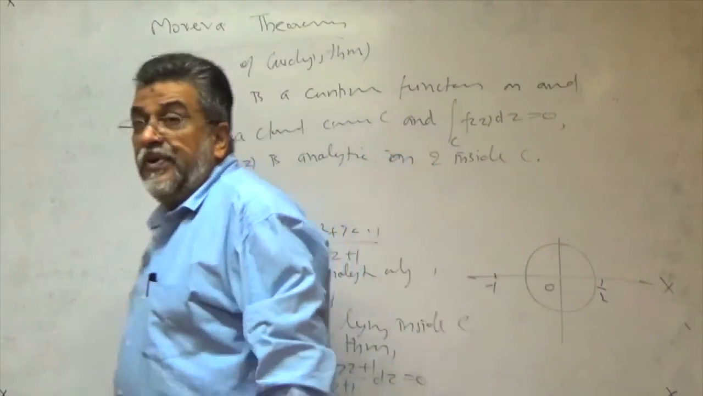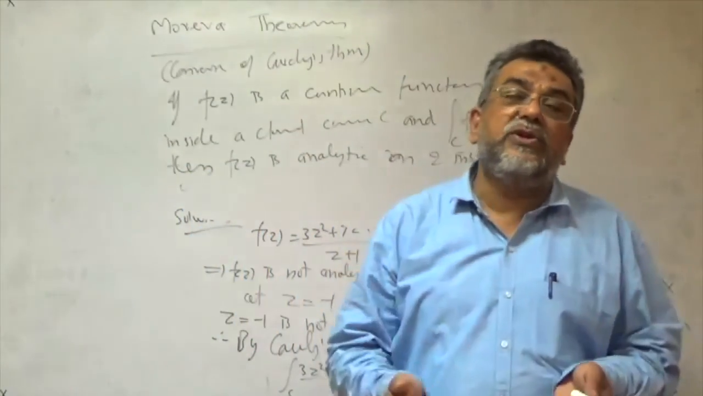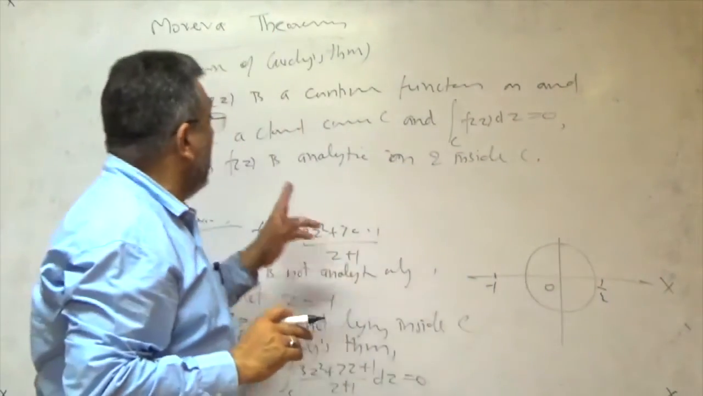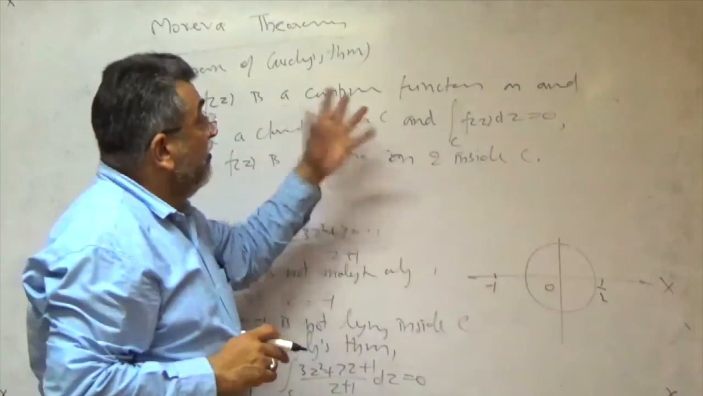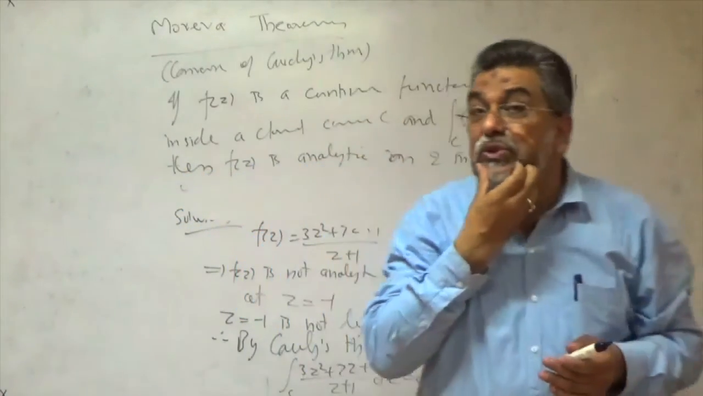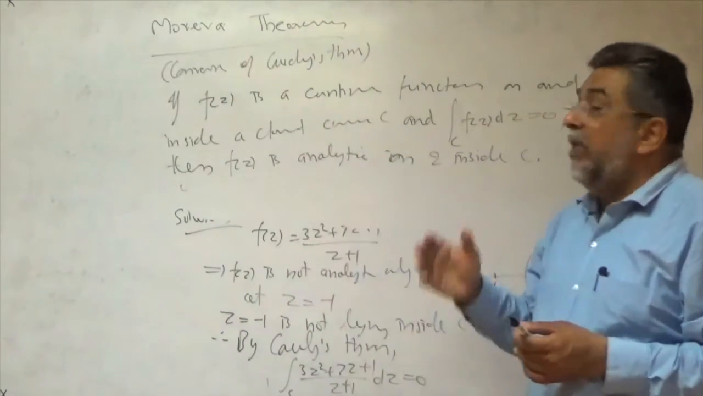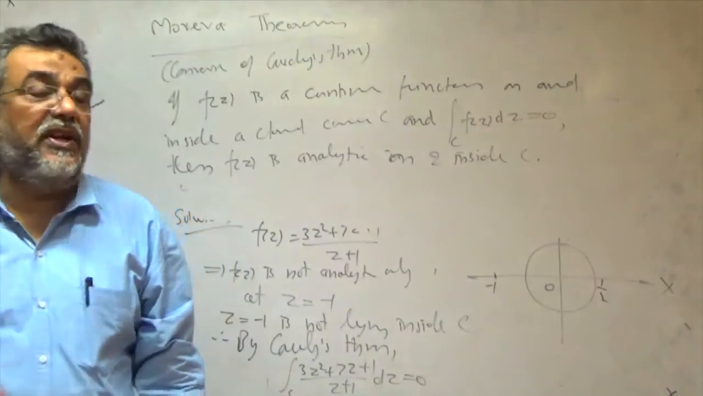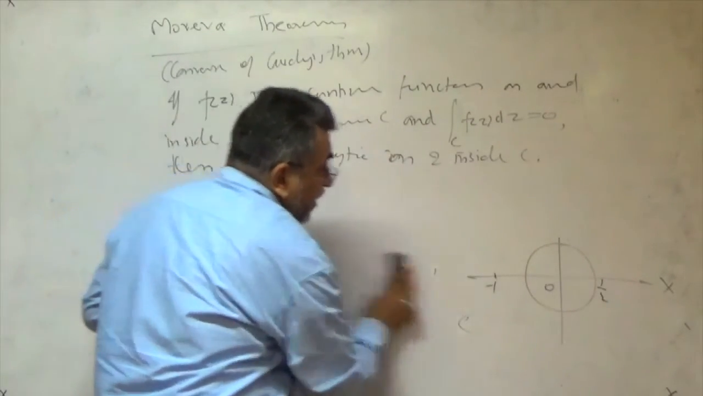Right? If a function is continuous on and inside a closed curve C, and its integral along C is equal to 0, then the function f(z) is analytic inside C. This means that to check the analyticity of any function, we can also use integration. If the integration is 0 and the function is continuous, then by Morera's theorem, the converse of Cauchy's integral theorem, we can say that the function is analytic on and inside C. This is simply the converse part of Cauchy's integral theorem.